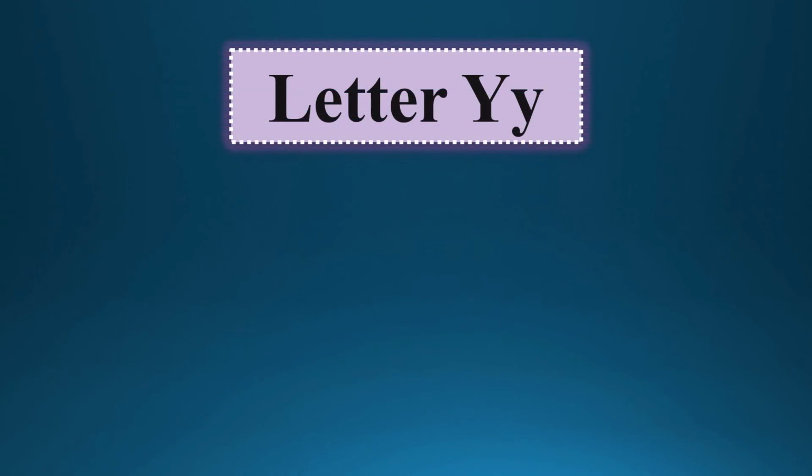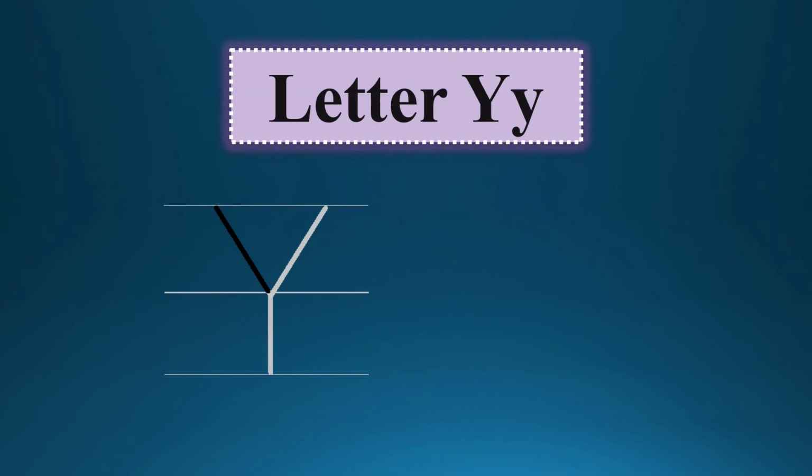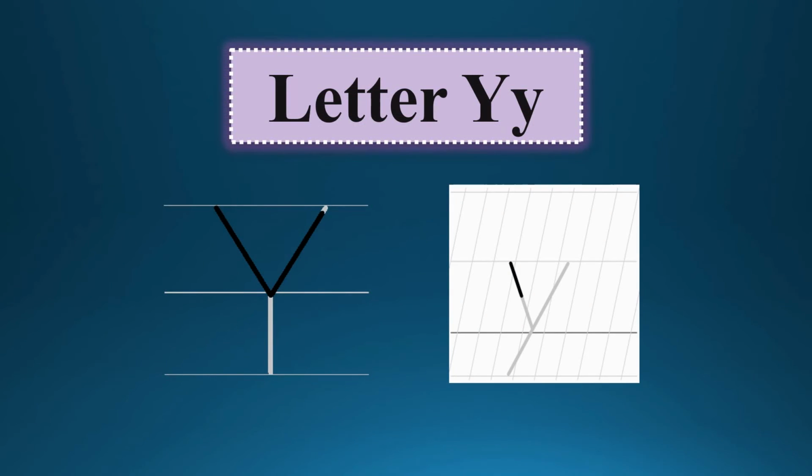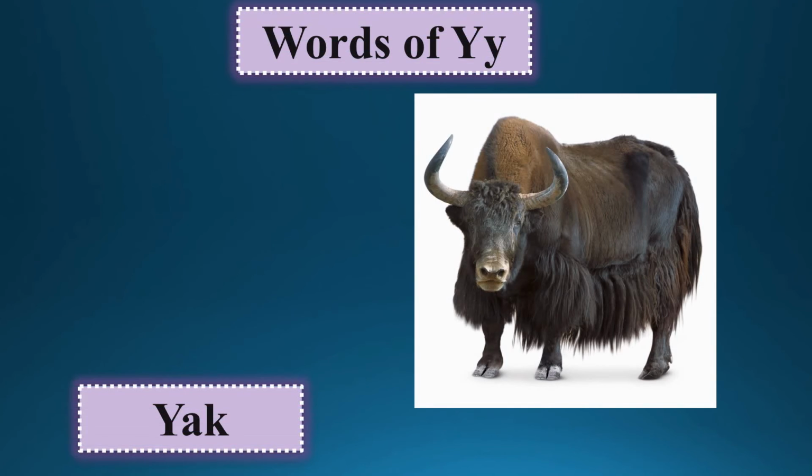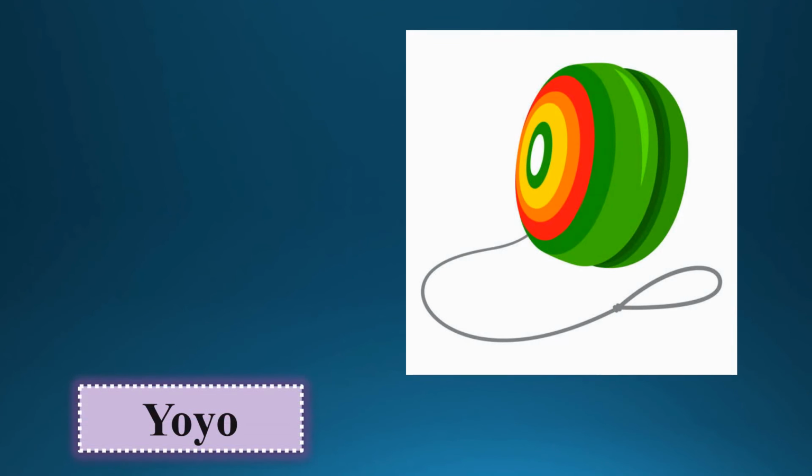Here is the letter Y. Capital letter Y and small letter y. This is the way we write the letter Y. And its sound is Y, Y, Y. The sound in the words. Here is the beginning sound yak. Yak. Y, Y, yak. Yo-yo. Yo-yo. Y, Y, yo-yo.